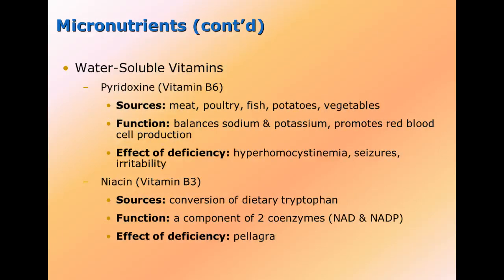Pyridoxine, vitamin B6. Remember those 6-year-old boys, pyromaniacs, like to play with fire? The sources include meat, poultry, fish, potatoes, and vegetables. It balances sodium and potassium and promotes red blood cell production. If we don't get enough of it, we can have hyperhomocystinemia, seizures, and irritability.